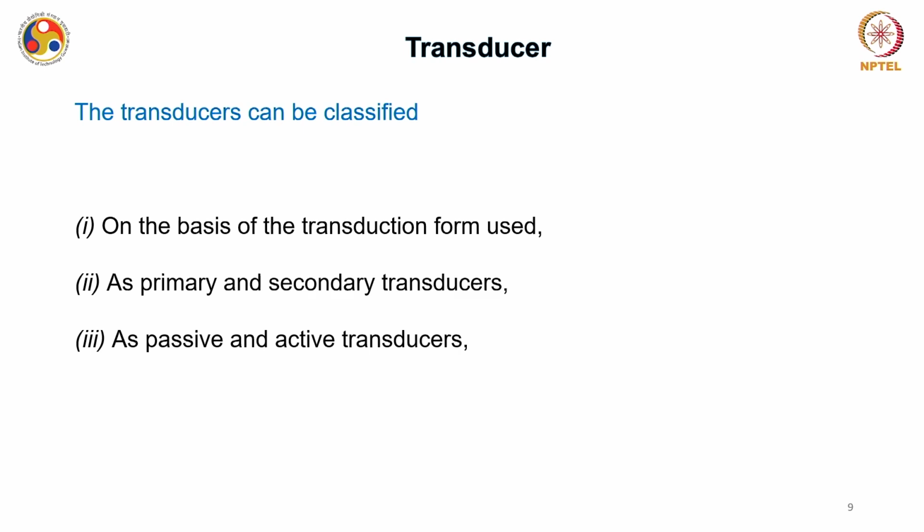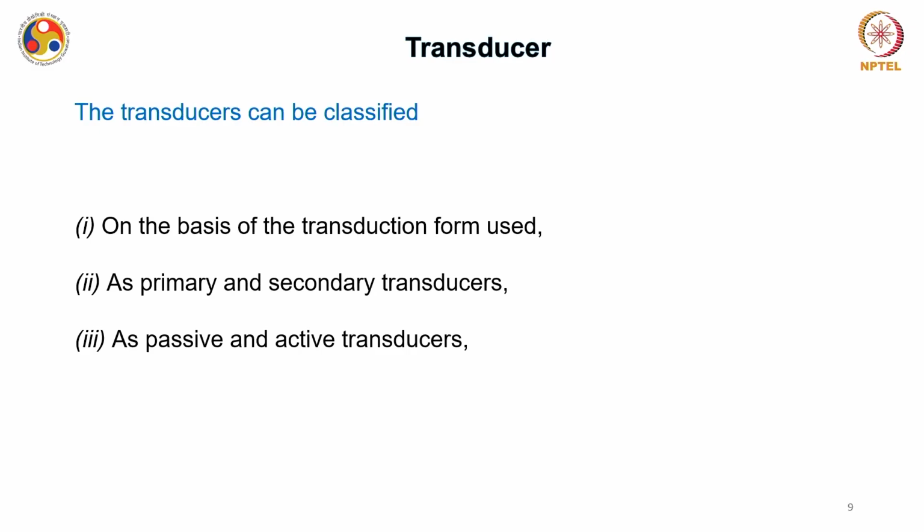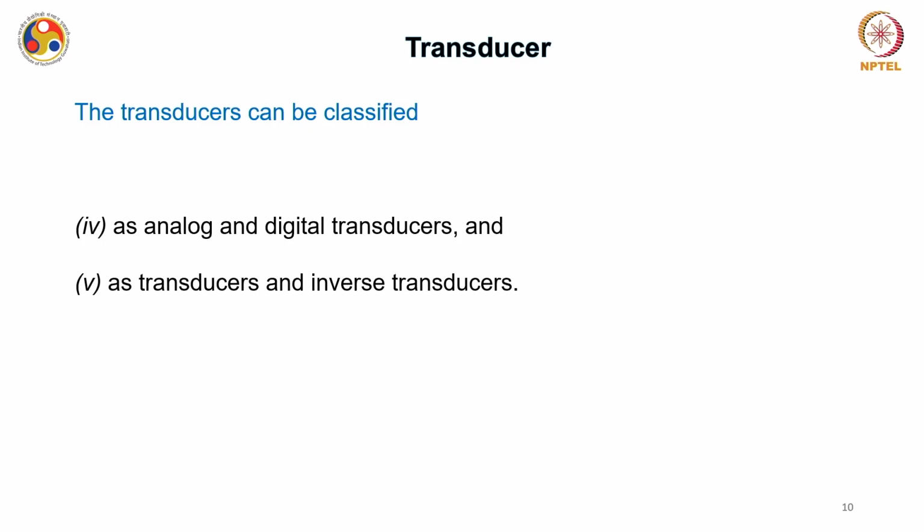Okay, now let us see different ways of classifying these transducers, because they play a very important role in the measurement of physical quantities. Okay, so there are multiple ways to classify them. Like they can be classified based on the transduction form. Okay, we'll discuss what it means. Like I can have different forms of transduction, like capacitive devices, resistive devices, etc. Okay, transducers can also be classified as primary and secondary transducers. Okay, there is also classification of transducers as passive and active transducers.